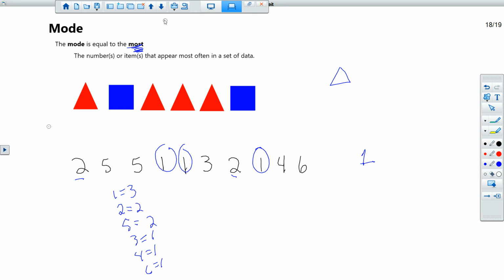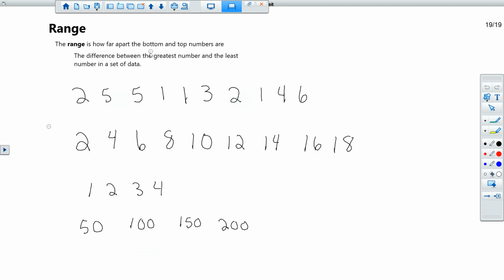Let's go to the next one. This one is the range. The range is how far apart the bottom and top numbers are. That's it. So we've got to figure out how far apart. What is the bottom number here? This is all mixed up. I don't really like this number set, but it's all mixed up.